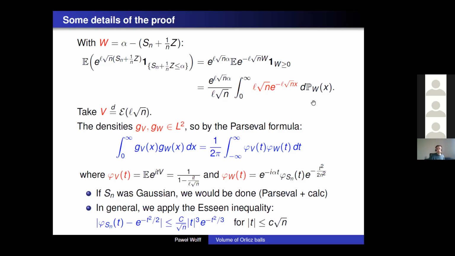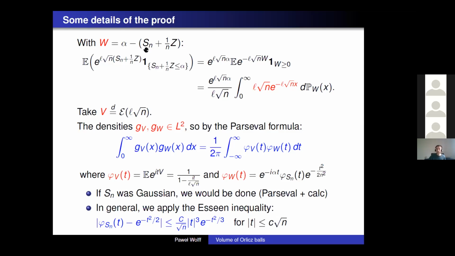So actually here you see we integrate over the real line the density of the exponential distribution and the density of W. W has a density, it's smooth, there's no problem. And even more, both densities are in L2.